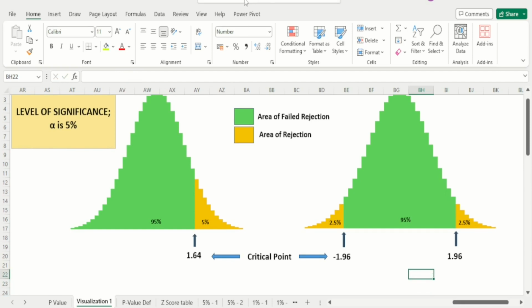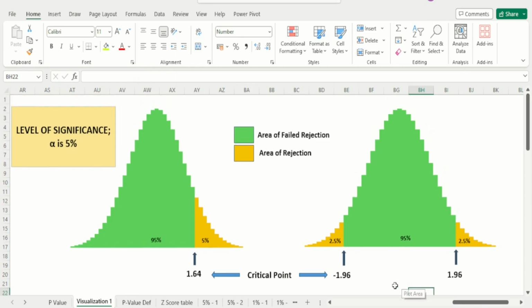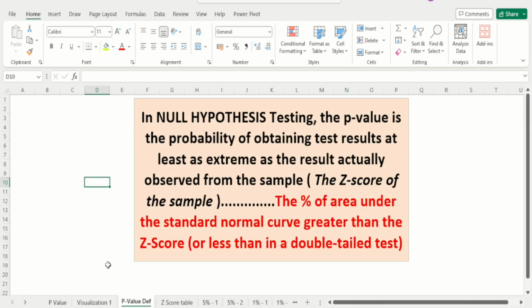So this is just a quick recap of how we generally get to the critical point. What do we mean by level of significance, or alpha in this case? And this will be helpful to us when we start to look at examples of p-value, a visualization of p-value, to be more precise. So moving on from this to a more formal description of p-value.